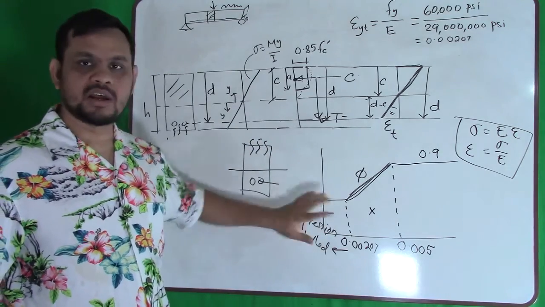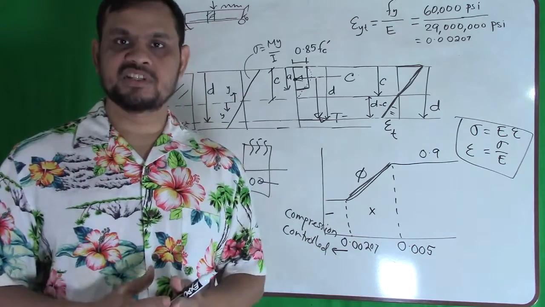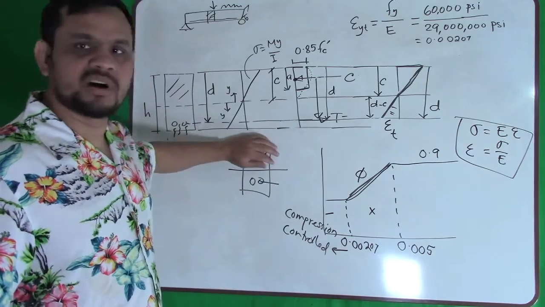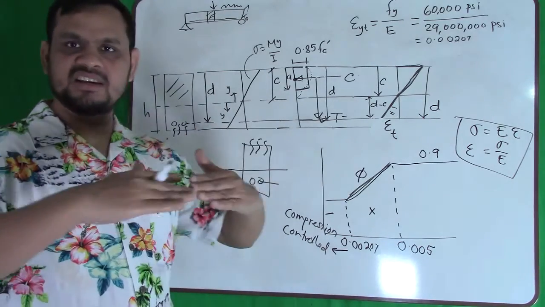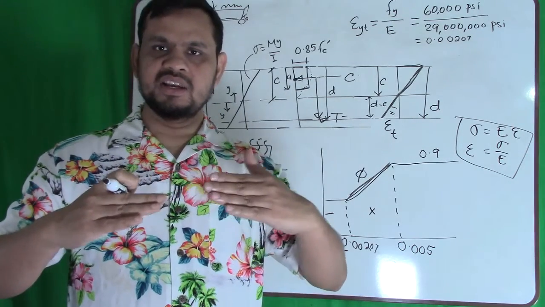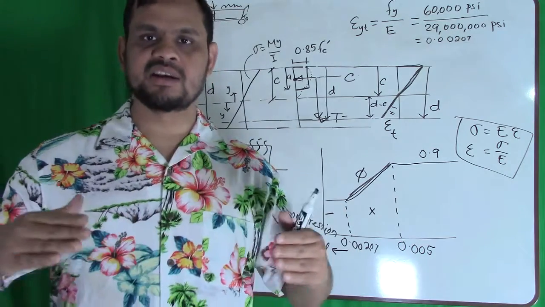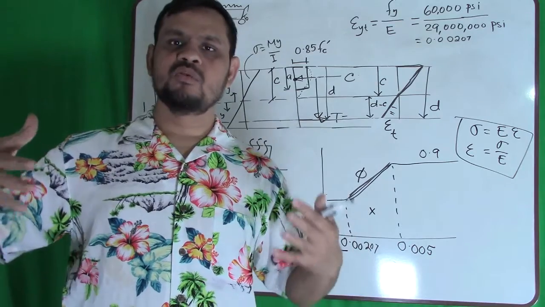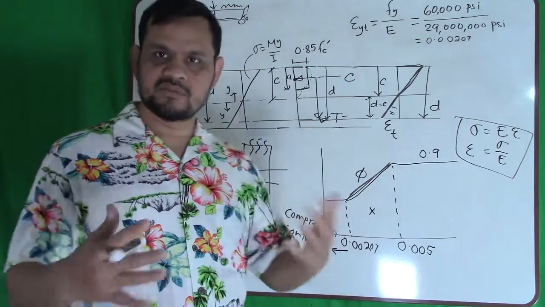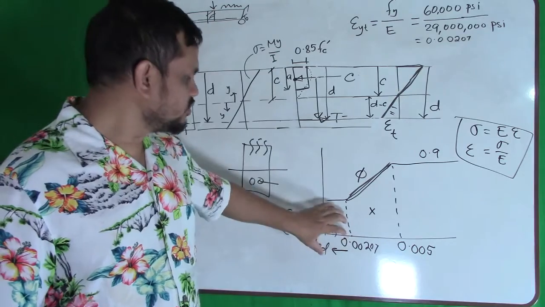We do not want this. Why? If concrete fails, it fails suddenly because it is a very brittle material. We want concrete not to fail; we want steel to yield. If steel yields, what is the good news? Steel is ductile. It will elongate, and we can see my beam deflecting. We will get some time to vacate the room if it fails. Steel will give me some warning, but concrete will not. So we do not want this.